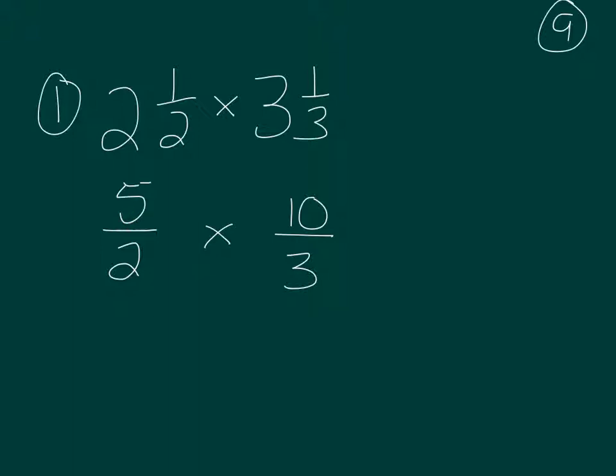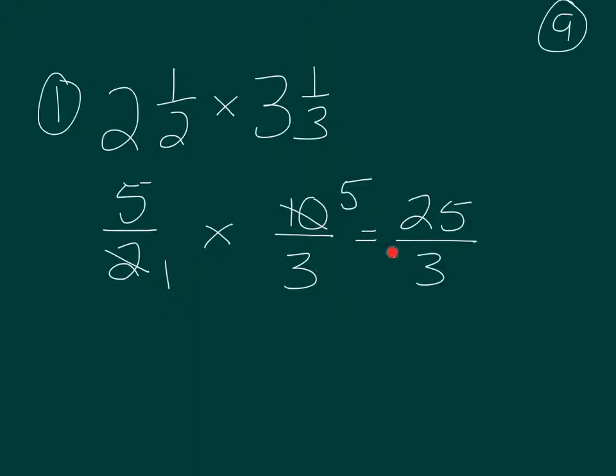Now we're going to try to simplify before. We got a 5 and a 3 here, no common factors. Ooh, a 10 and a 2 though. They share a common factor, right? We can divide 2 out of both the top and bottom there. So 2 divided by 2 is 1. 10 divided by 2 is 5. And then we multiply straight across, and 5 times 5 would be 25, and 1 times 3 is 3.